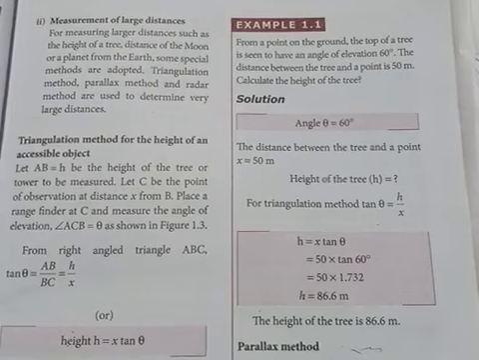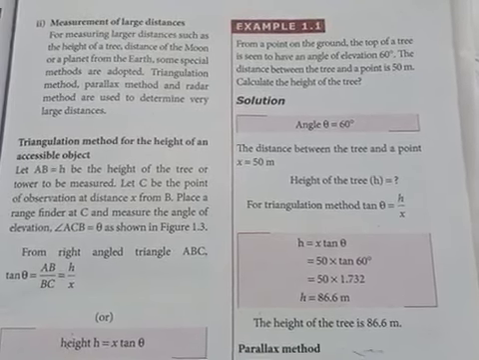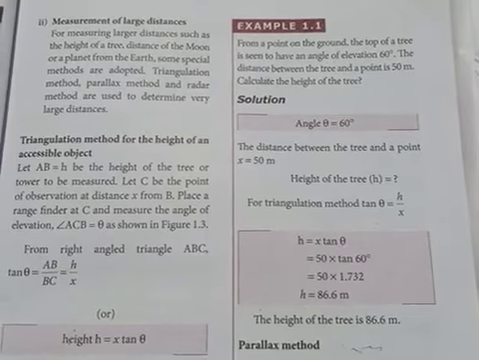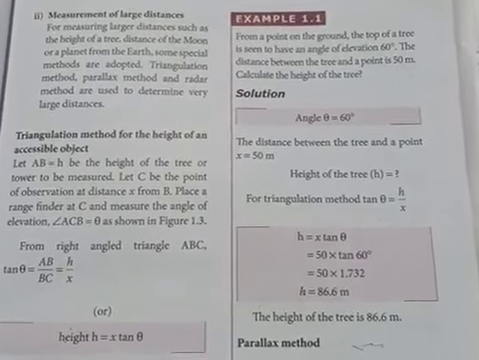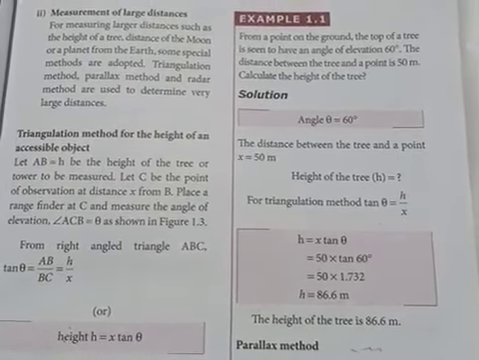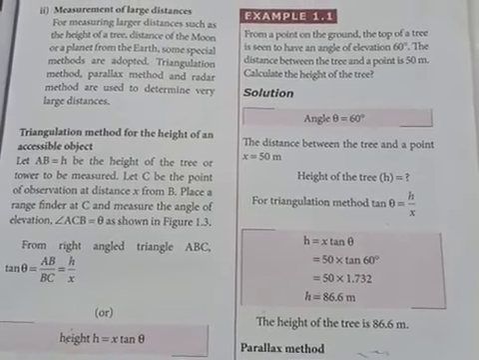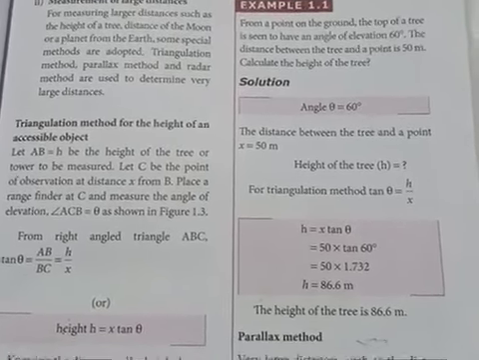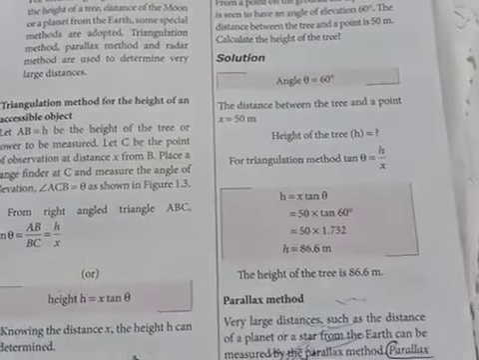From a point on the ground, the top of a tree is seen to have an angle of elevation of 60 degree. The distance between the tree and the point is 50 meter. Calculate the height of the tree. This is just an example problem for this triangulation method, but it is an important problem. You have to study this problem. You have to learn it. Work out this problem today itself. It is just a simple problem.